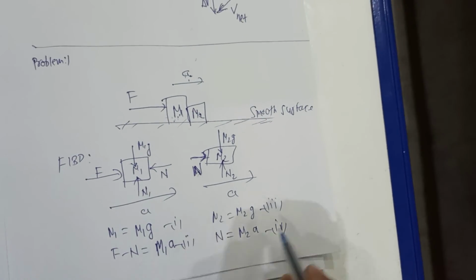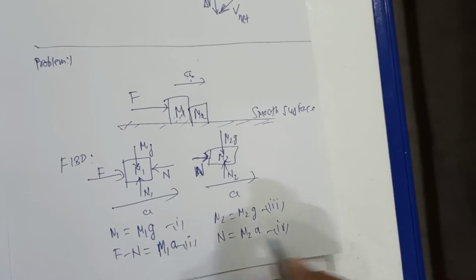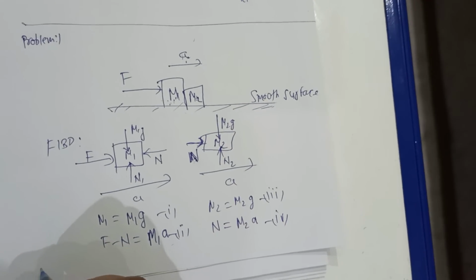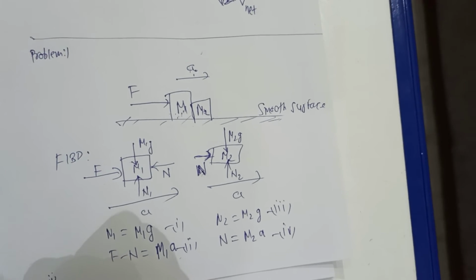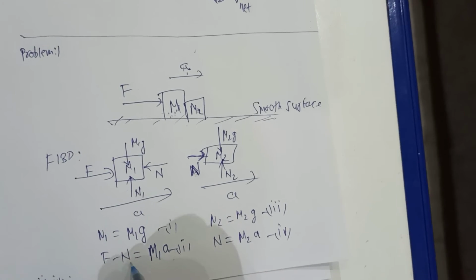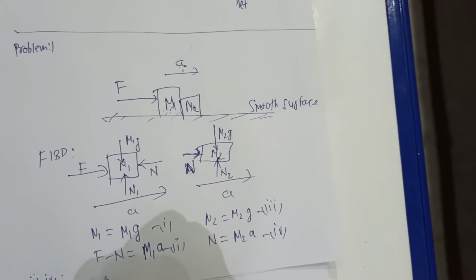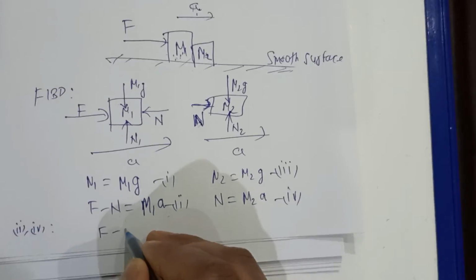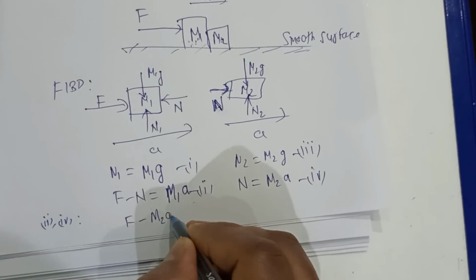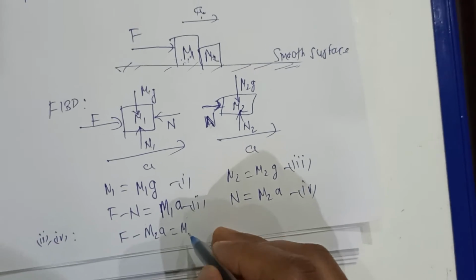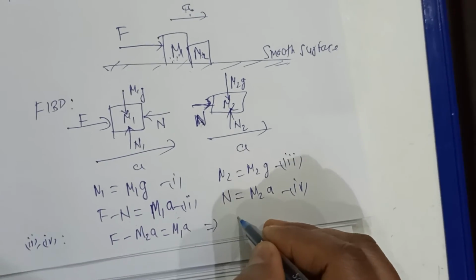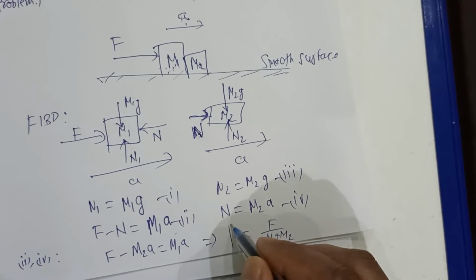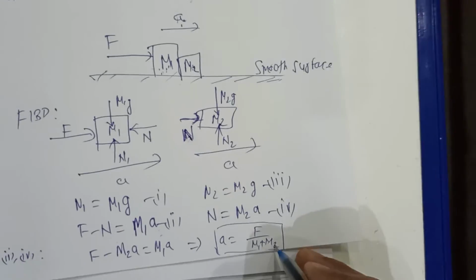First we will take the first, second and fourth relation. So by considering these, we have F minus N equals m1a, and N is m2a. So F minus N is equal to m2a. So F minus m2a equals m1a. So this implies that A should be equal to F upon m1 plus m2. So we got the value of acceleration A.